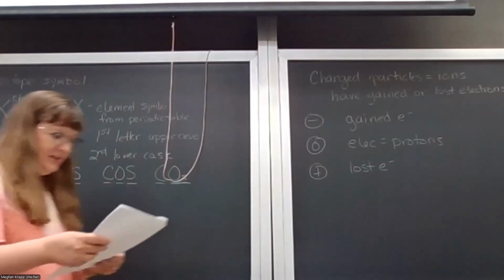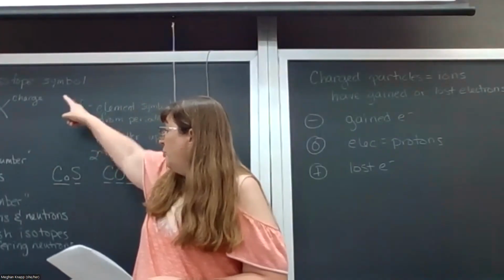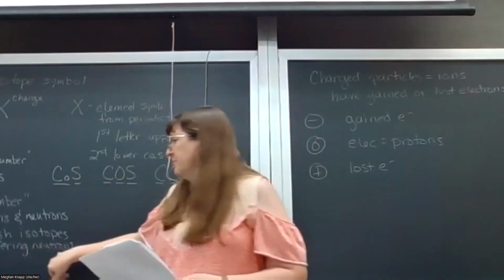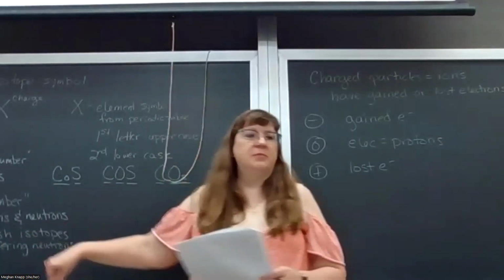All right. What do we put for isotope? The isotope has differing numbers of neutrons. So it says isotopes are atoms with differing numbers of neutrons.